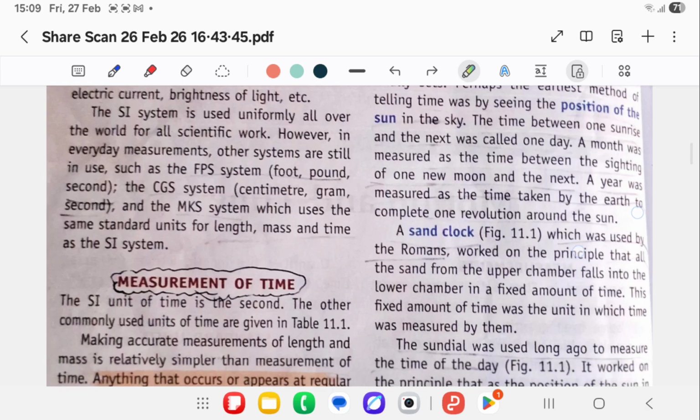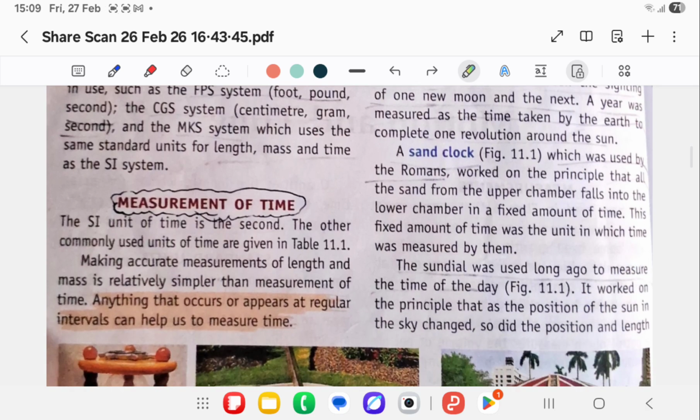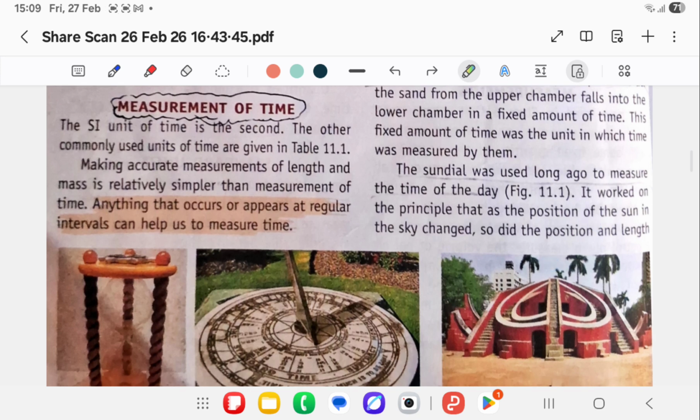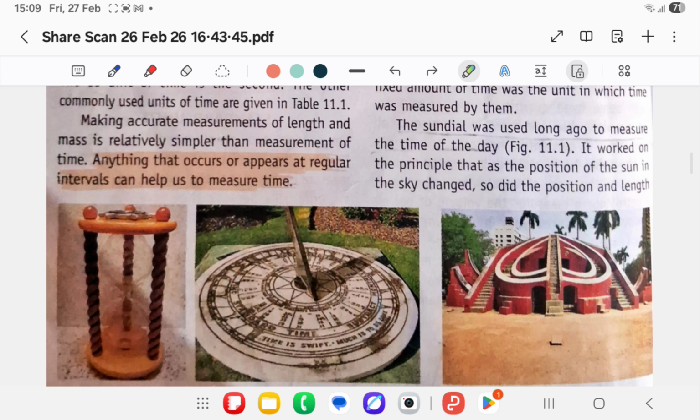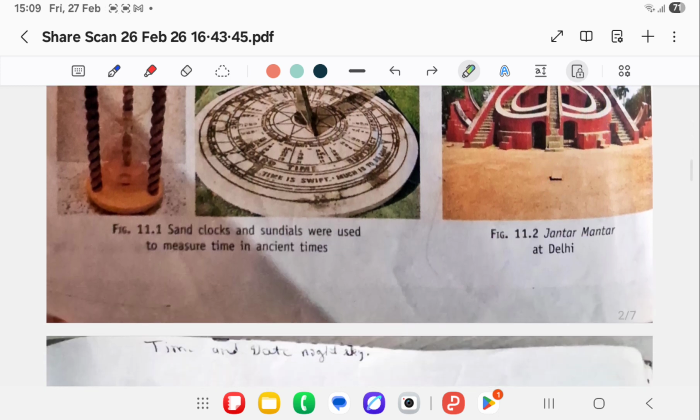Now, a sand clock. You must have seen a sand clock, which the Romans used to calculate time. When all the sand comes from one compartment to the other compartment, they considered that as the unit of time. Sundial: a few of you must have visited the Jantar Mantar in Delhi or in Jaipur. These are used as sundials. According to the position of the shadow cast on the floor by the structure they have made, they can calculate the time.